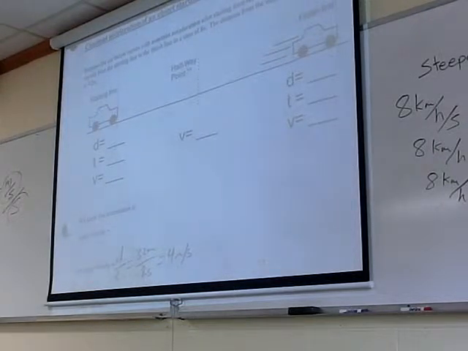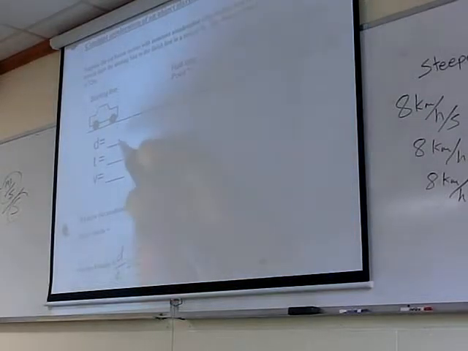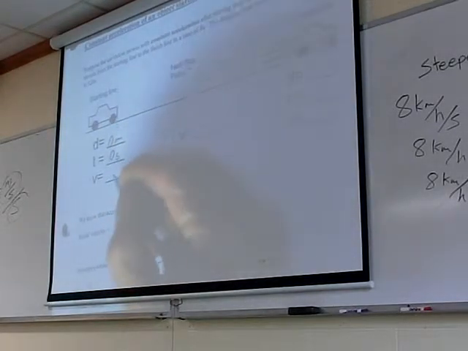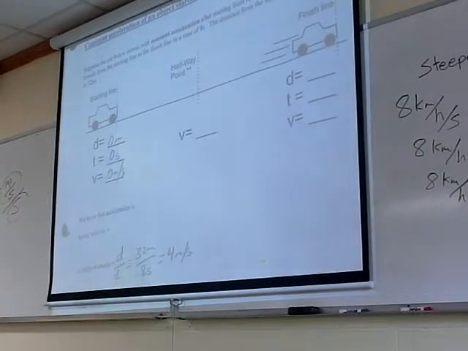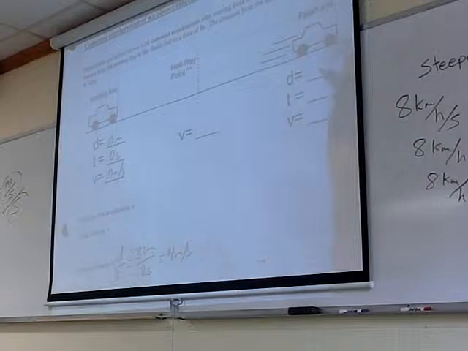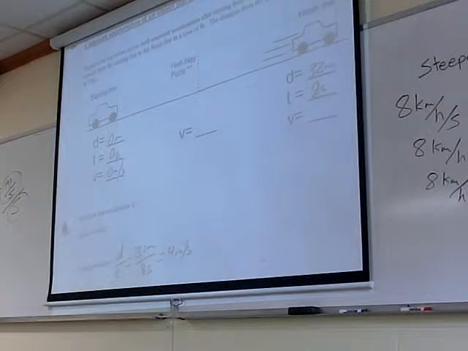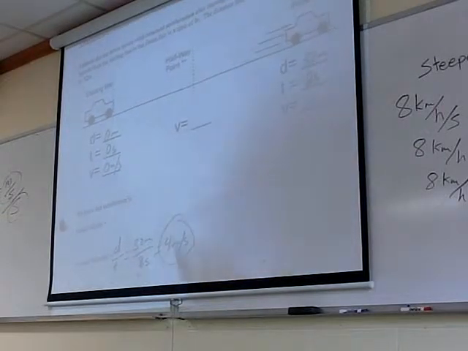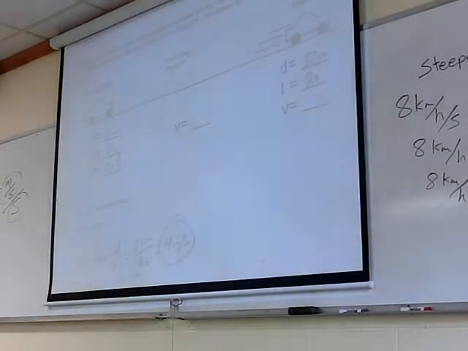Now I'm going to start filling stuff in. Some of this is just really obvious and easy to do. What's the distance it's traveled when it's right here? Zero. And the time is 0 seconds. And the velocity at the beginning? Zero. So we can do all that. That's no problem. At the end, the distance is 32 meters. The time is 8 seconds. The velocity there, we don't know. But we do know the average velocity.